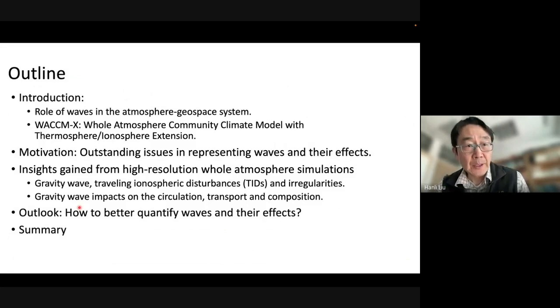Okay, so here's the outline. I will first give you some background on the role of the waves in the atmosphere and then our model, WACCM-X, the Whole Atmosphere Community Climate Model with thermosphere ionosphere extension. Then I'll motivate the study by pointing out some outstanding issues in representing waves and the wave effects. The results will show how we can gain some insights from high-resolution simulations, especially on the perturbative effects of the waves and also their effects on the large-scale general circulation, the transport, and the composition. At the end, I'll give an outlook on how to do better than what we do now.